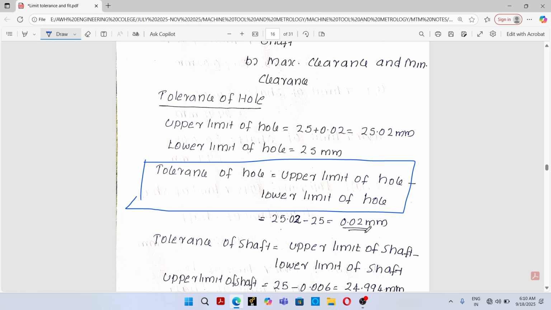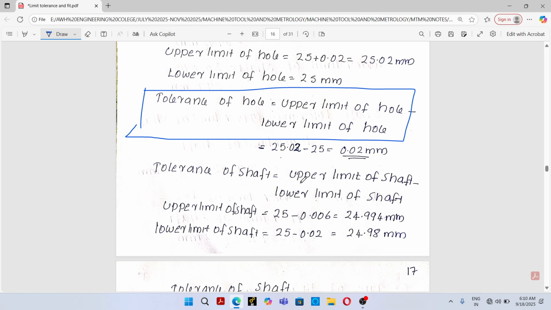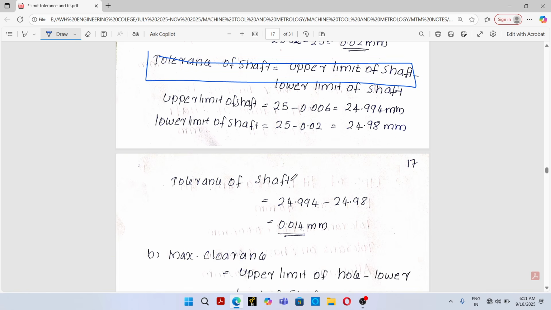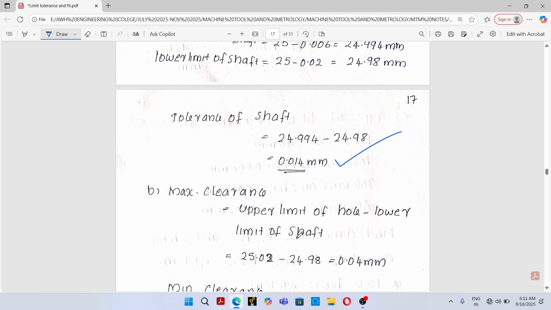So tolerance is defined as the difference between upper limit of hole and lower limit of hole, 25.02 minus 25, 0.02 mm. Then tolerance of shaft, upper limit of shaft minus lower limit of shaft. So upper limit of shaft is equal to 25 minus 0.006, 24.994 mm. Lower limit of shaft is equal to 25 minus 0.02, 24.98 mm. Then tolerance of shaft, 24.994 minus 24.98 equal to 0.014 mm. That is the tolerance of shaft.